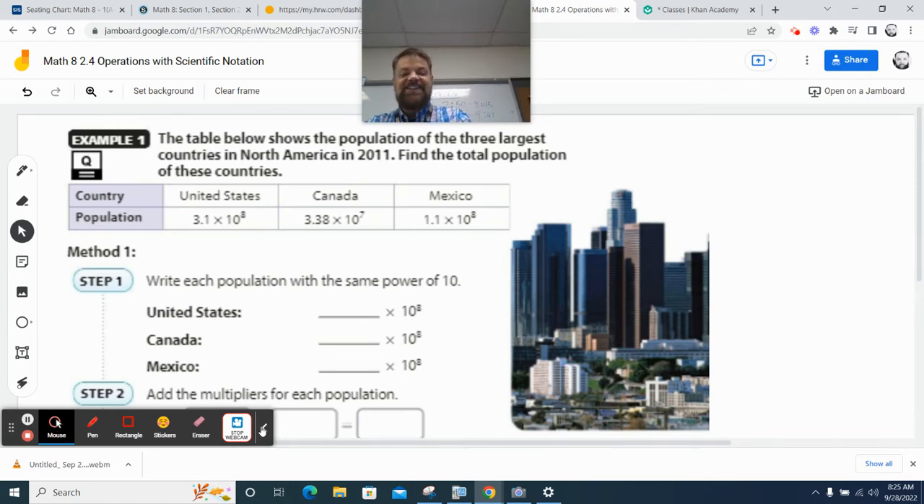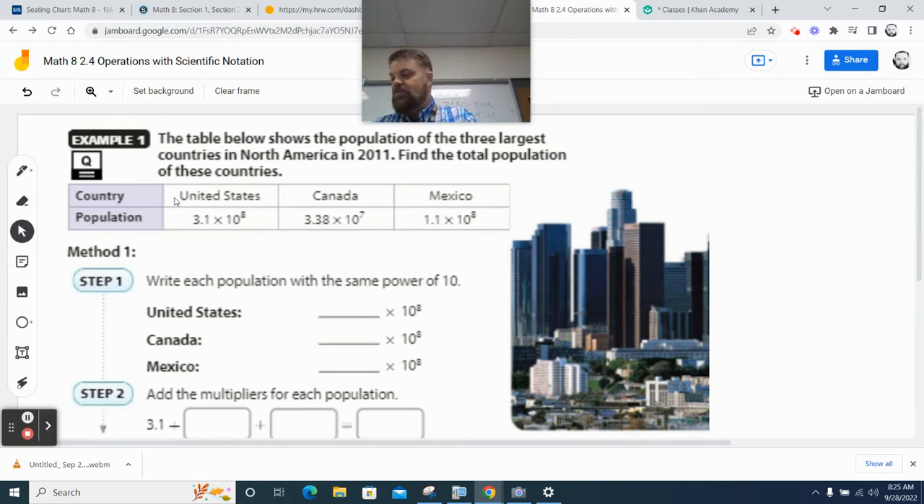All right, let's do some math though, you goofy goobers. The table below shows the population of the three largest countries in North America. Find the total population of these three countries. Now the population is the number of people. So just so you could get an idea, in the United States, they have 3.1 times 10 to the 8th.